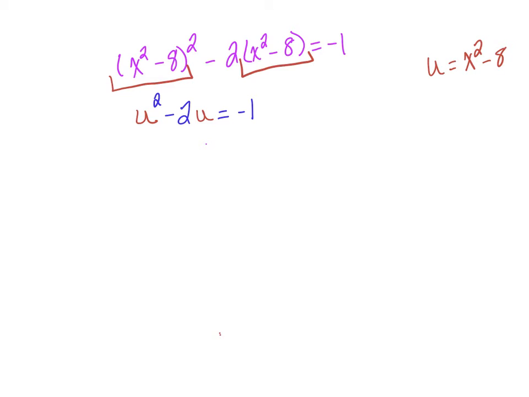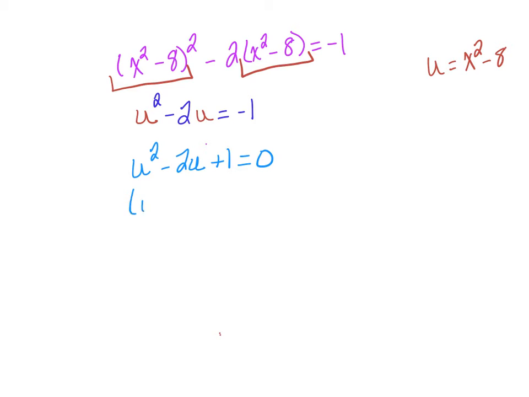Okay? So now I'm going to factor this. Before I can factor it, I've got to set it equal to 0, so I've got to add 1 to both sides. So I'm going to have u² - 2u + 1. I just added 1 to both sides. This is much more straightforward to factor.